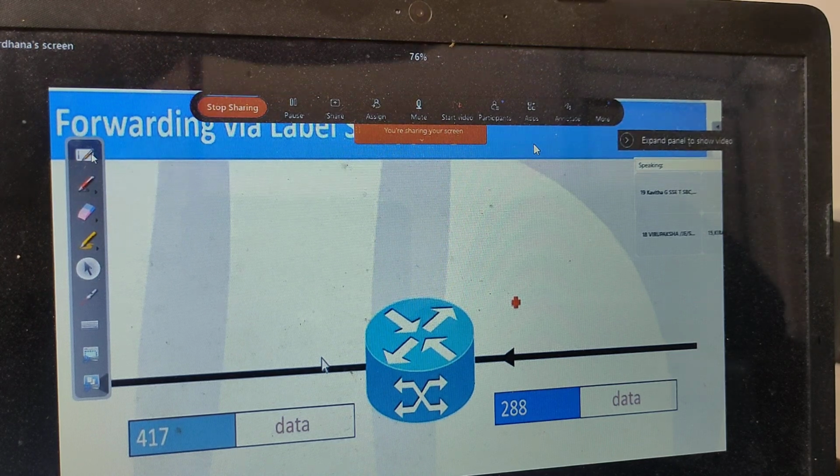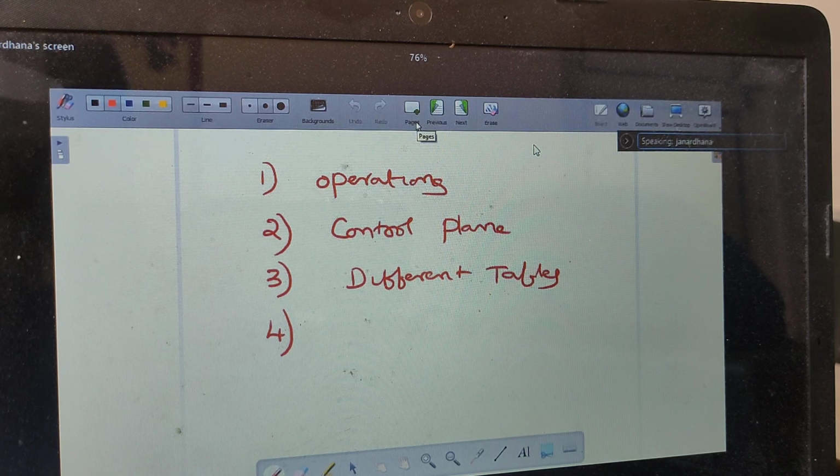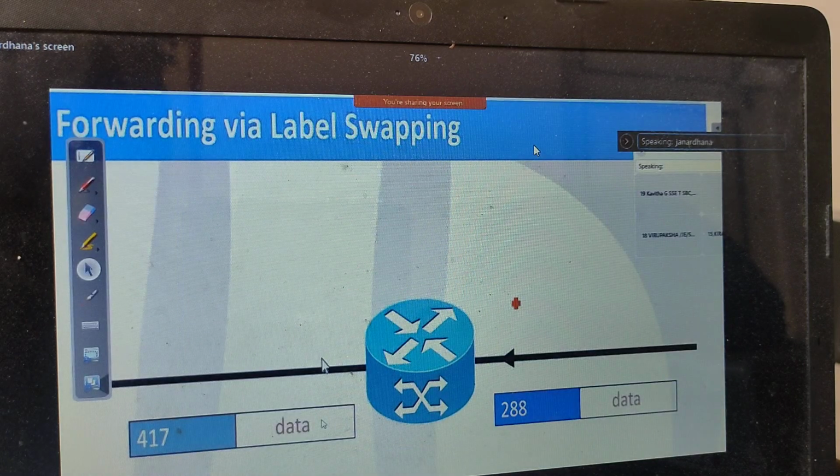We are up to here, and today we will see the different types of operations, what the control plane is, and the different types of tables. If possible, we will also discuss how it is connected when integrating or migrating. If you see here, there are three types of operations in it.